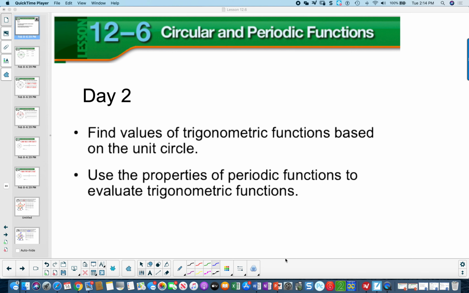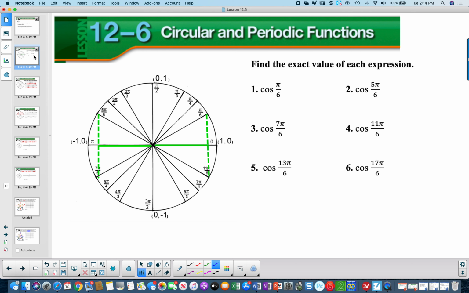6, Circular and Periodic Functions, Day 2. Let's take a look at finding the exact values for all these expressions. Notice that all of these say cosine, and remember cosine represents the x-coordinate. So for this point location right here, the x-coordinate, remember, is the length of the long leg. So this is going to be root 3 over 2. So this answer will be root 3 over 2.